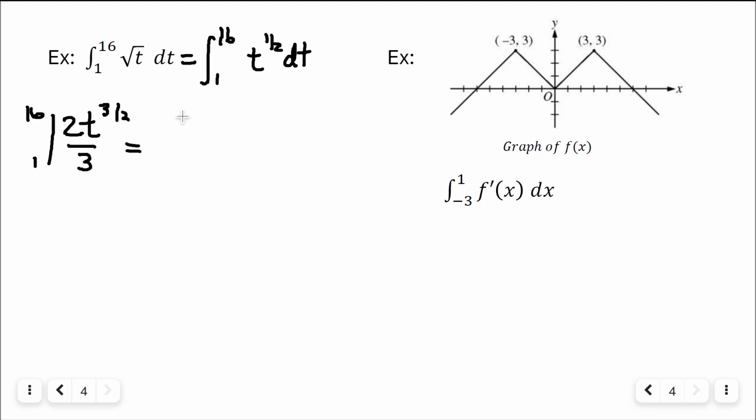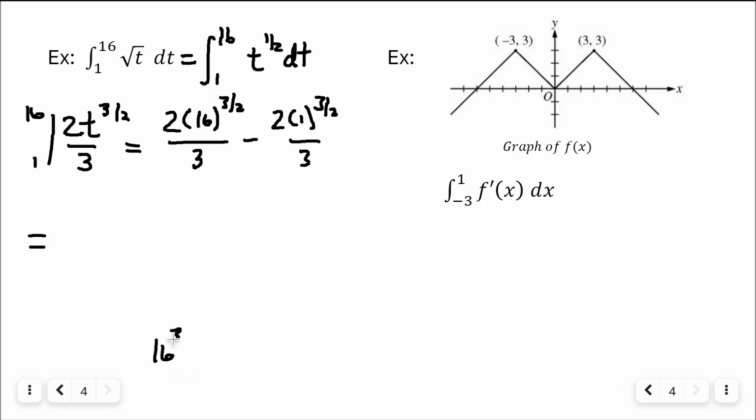All right, so now we're going to plug it in. Top bound minus bottom bound. 2 times 16 to the 3 halves over 3 minus 2 times 1 to the 3 halves over 3. Okay, the interesting calculation is this one here, 16 to the 3 halves. I'm going to do it down here. I can do it in two different ways.